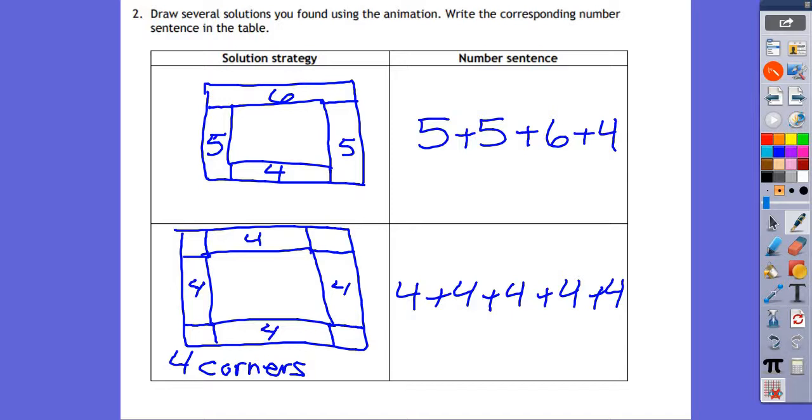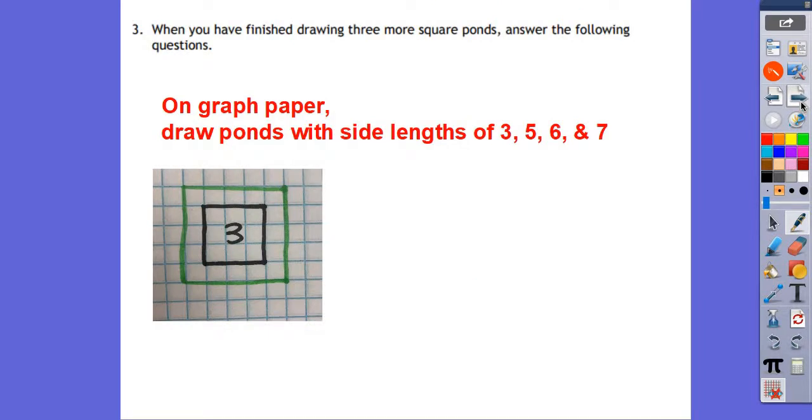So now we're moving to question 3. Question 3 is where we're going to use our graph paper. And with our graph paper, we want to draw ponds with different side lengths. And with those ponds, we need the tile going around the ponds. So we need side lengths of 3, 5, 6, and 7. I did 3 for you. It was a 3 by 3. Then I did my tile going around, one set of tile going around. And I'm going to see how many tiles it took to go around. And I counted it, and there is 16.